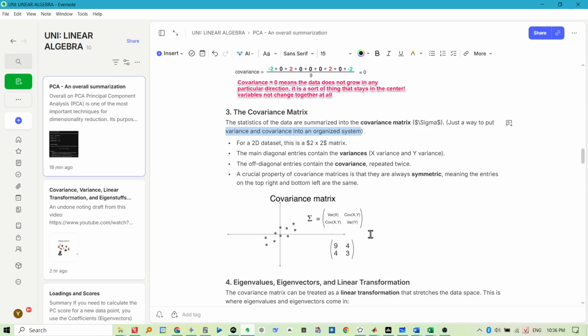So on the diagonal entries, it contains the variances, and the off diagonal entries contain the covariance, and the covariance of x to y is equal to the covariance of y to x. They are all the same value. The crucial property of covariance matrices is that they are always symmetric, meaning that the entries on the top right and the bottom left are the same.